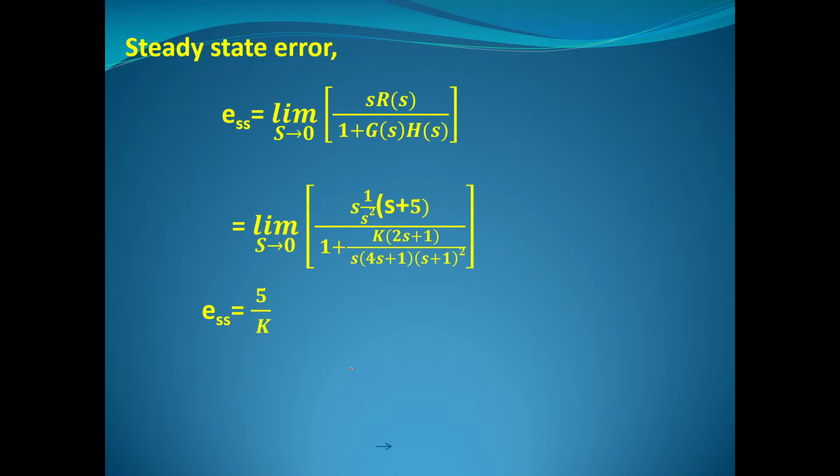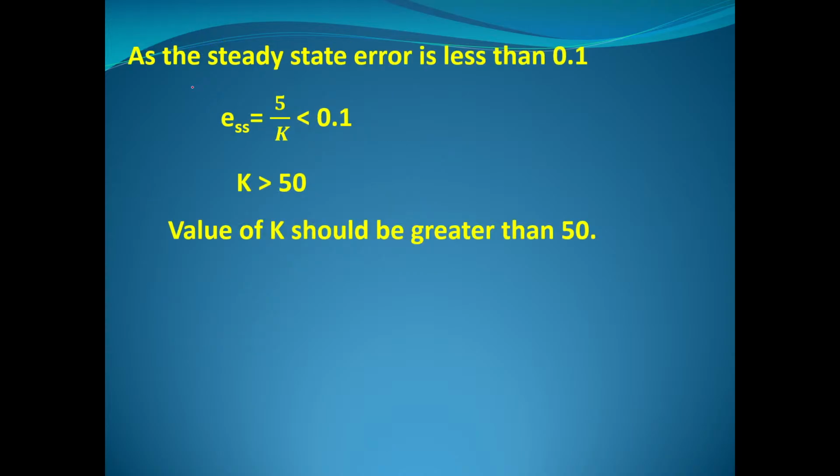So I hope you have completed now. So ESS we have got 5 divided by K. But what did they mention in the question? Steady state error must be less than 0.1. So 5 divided by K must be less than 0.1. So what do you get? Send K to this side and 0.1 to the denominator side; you just interchange the positions of 0.1 and K. What do you get? K is greater than 50. So K should be greater than 50 for ESS less than 0.1.